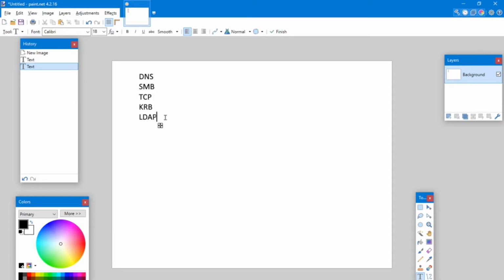Okay, so let's go to the next step. That was the very first one. Basically, I just want to get a high-level look at what kind of protocols we're playing around with.